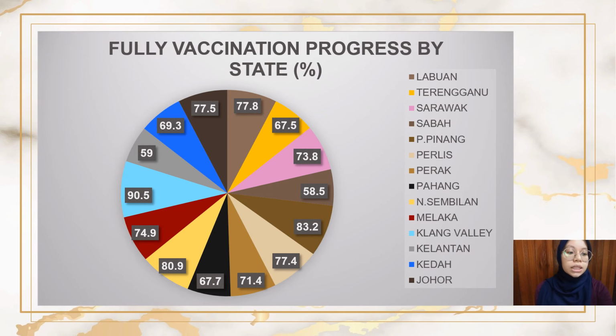77.5%. So this pie chart shows that the state with the highest number of people fully vaccinated is Klang Valley at 90.5%, and the lowest is Sabah at 58.5%.